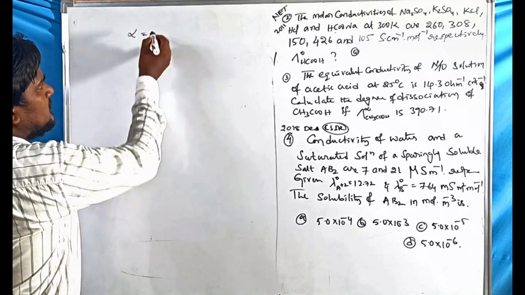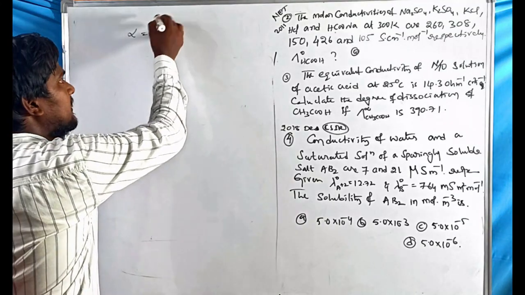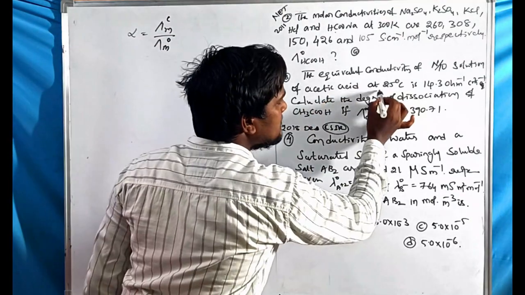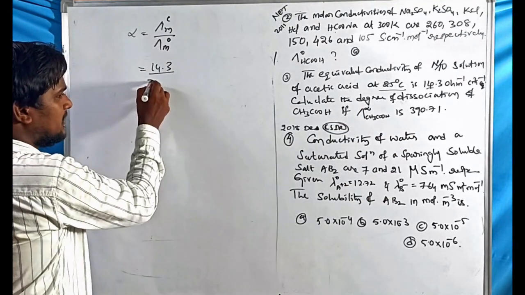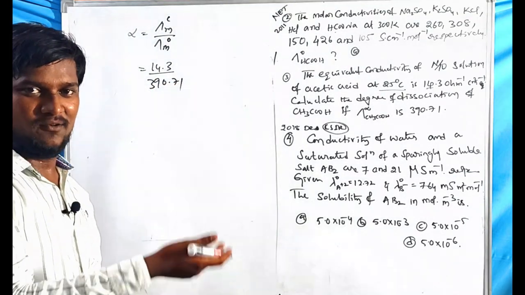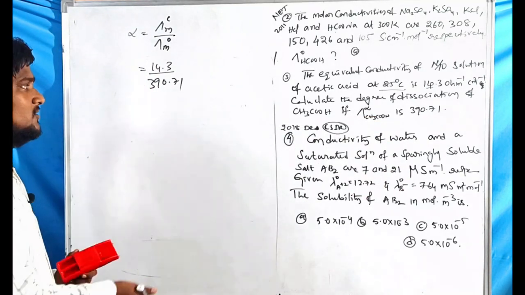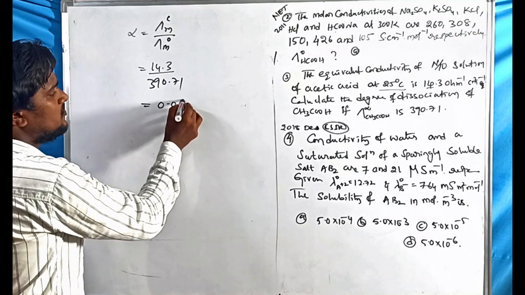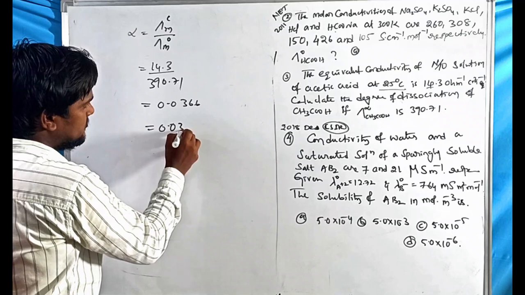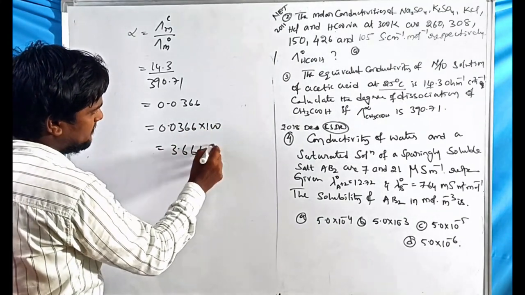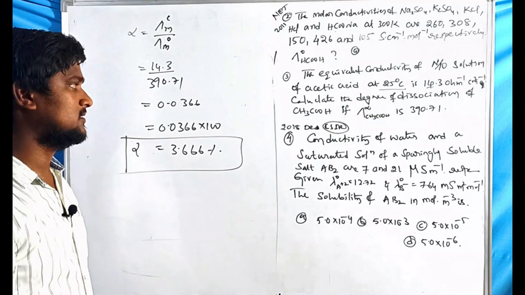We know the degree of dissociation formula is lambda M by lambda M naught, where lambda M is the value at a given concentration, here 14.3, and lambda M naught is the value at infinite dilution, the equivalent conductance of acetic acid that we solved in the previous problem, 390.71. Substituting the same value, we get 0.366. Converting into percentage, 0.366 into 100 is approximately 3.66%. So the degree of dissociation is 3.66%. This is the third question.